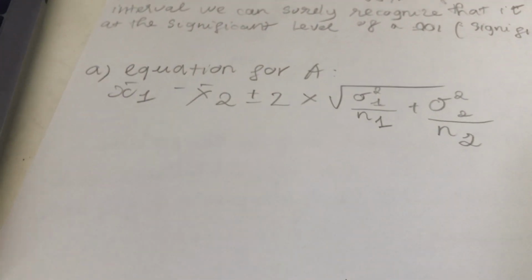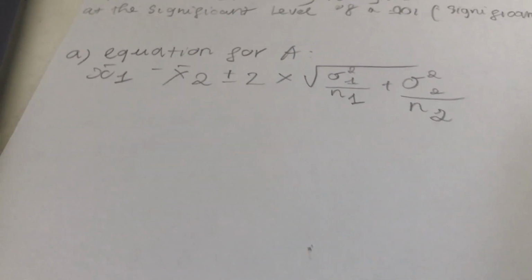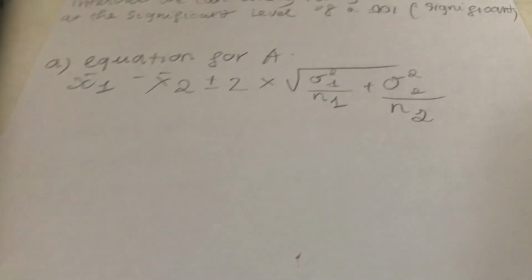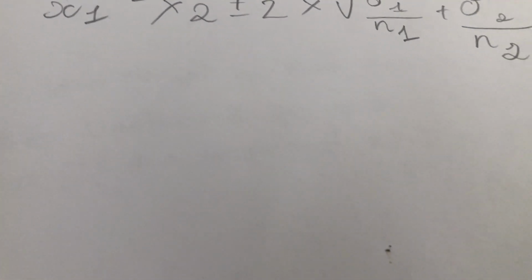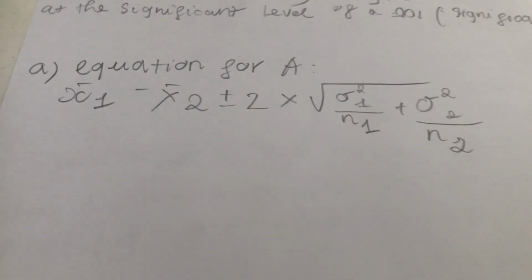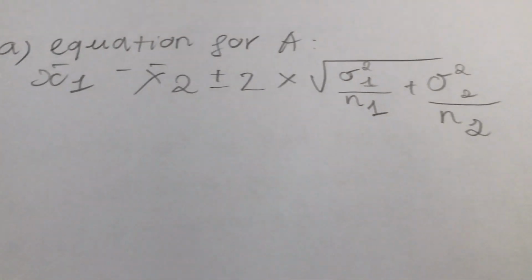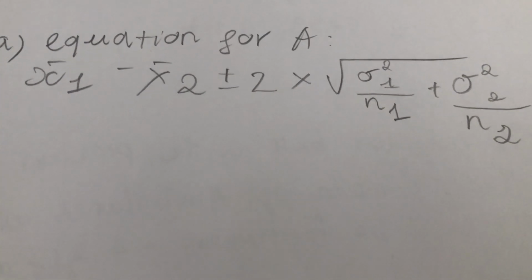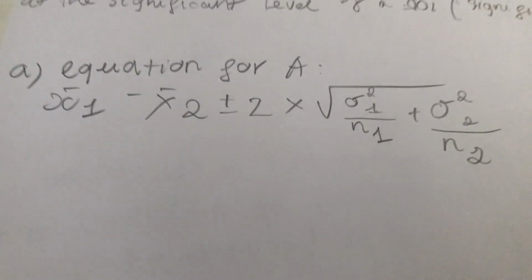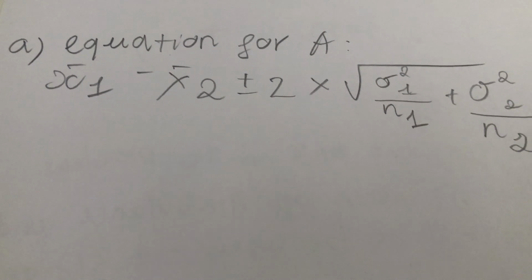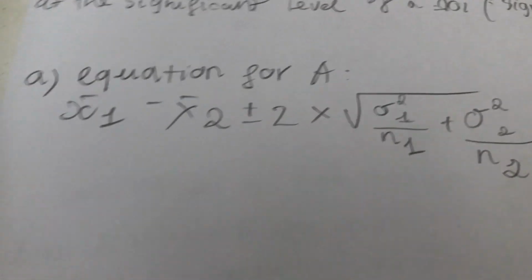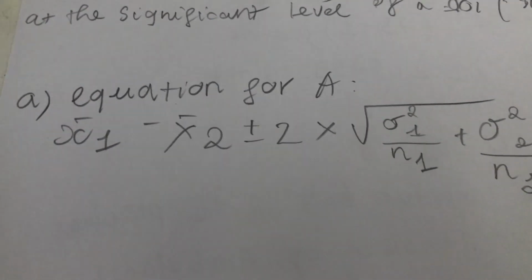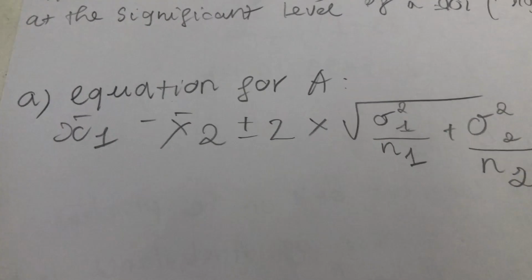So I wrote down a formula right here. Using this formula, you can solve A very fast and simple. So for this one, x1 is the mean for sample 1. N1 is how many people are sampled. X2 is the mean for sample 2. N2 is how many people are sampled. σ1 is the standard deviation for sample 1. σ2 is the same for sample 2.